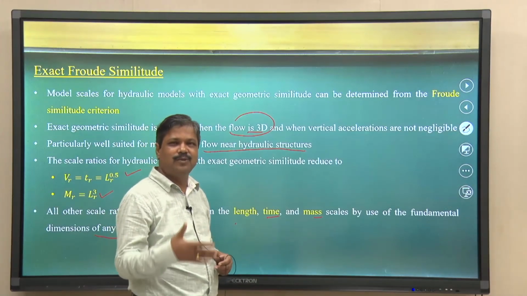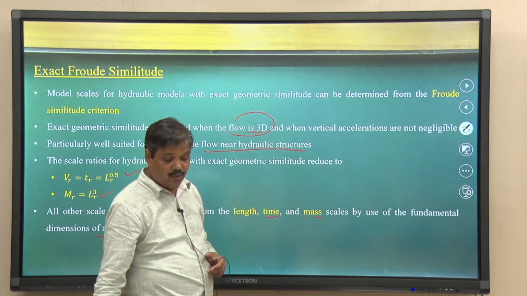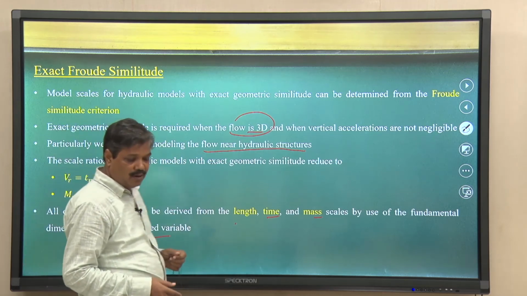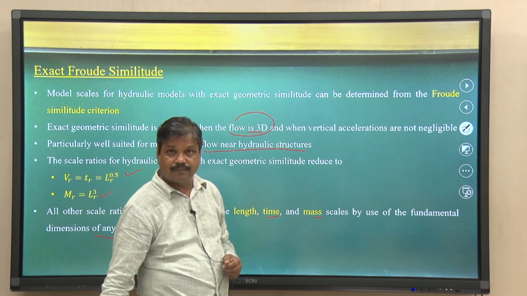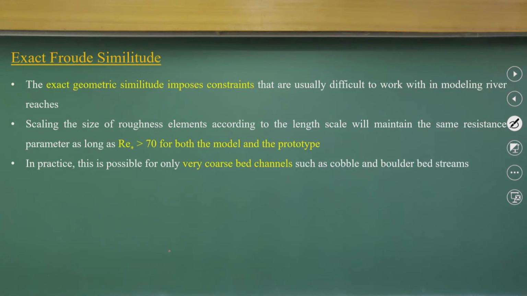I do encourage you to follow dimensional analysis and similitudes in fluid mechanics courses to know how to get it. The mass ratio is a function of the length ratio, that is what you have to do by considering the dimensions of the variables. Now, there are two conditions again coming up: exact similitude imposes constraints that are usually difficult to work with for modeling of rivers. Scaling the size of roughness also matters. Okay. So, when you do river models, what is the size of roughness you will get. Okay. This is a river, okay, which is your prototype.